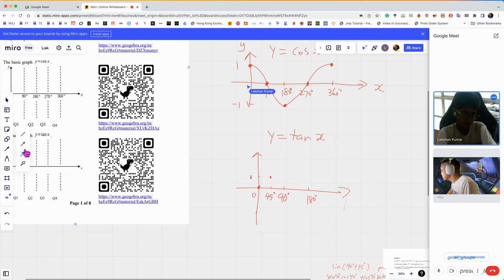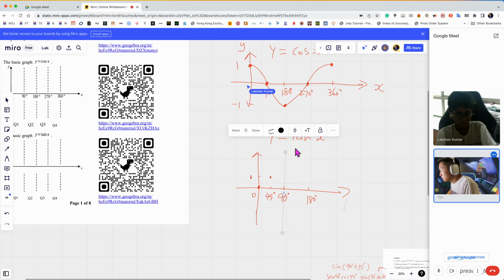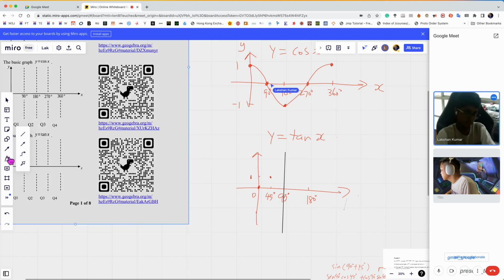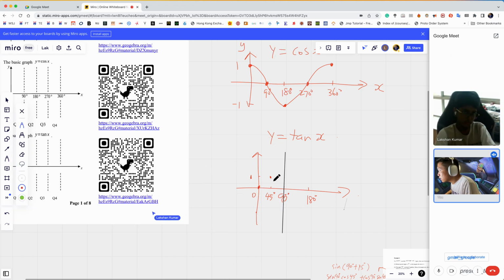So in a way, it's error, so you need to draw a straight line here. So you can never reach 90. Infinity means it's very big, so it goes up. So that's why I need this point. I also need this point so that I can work it out.